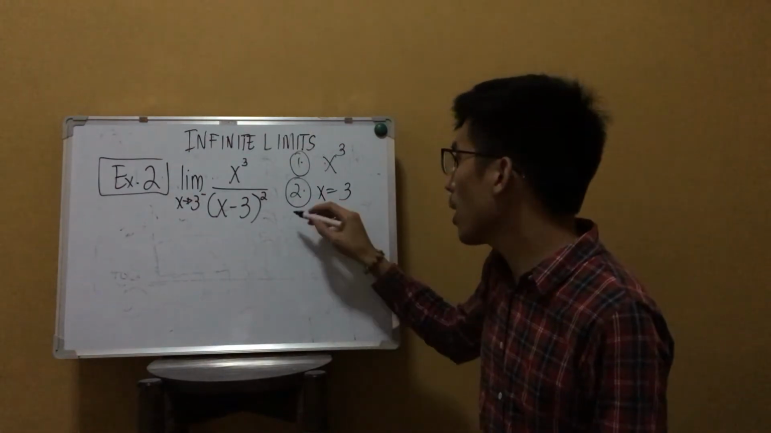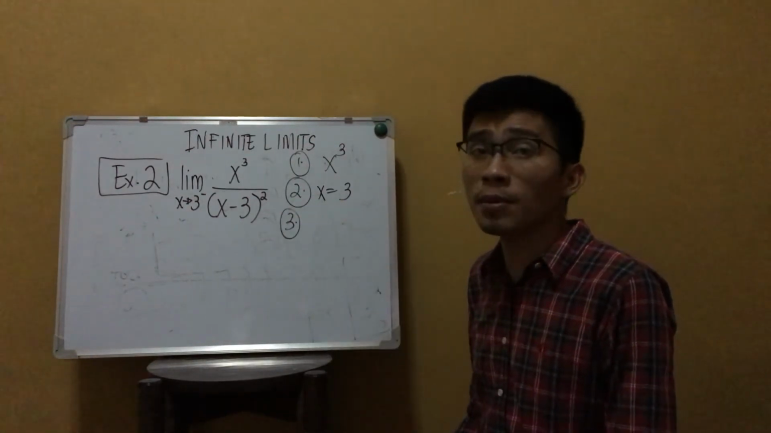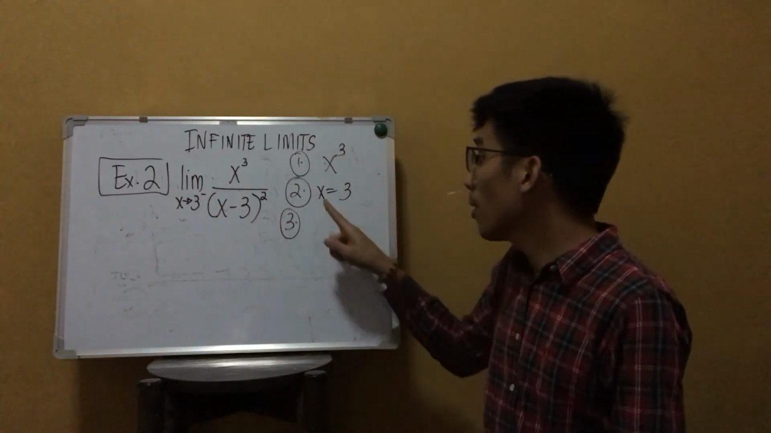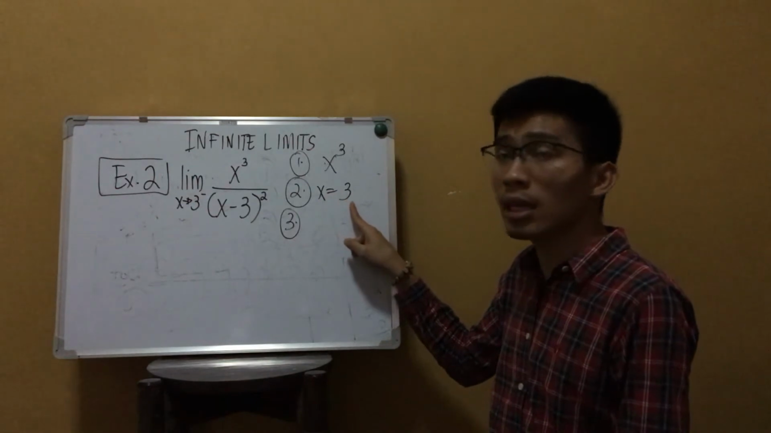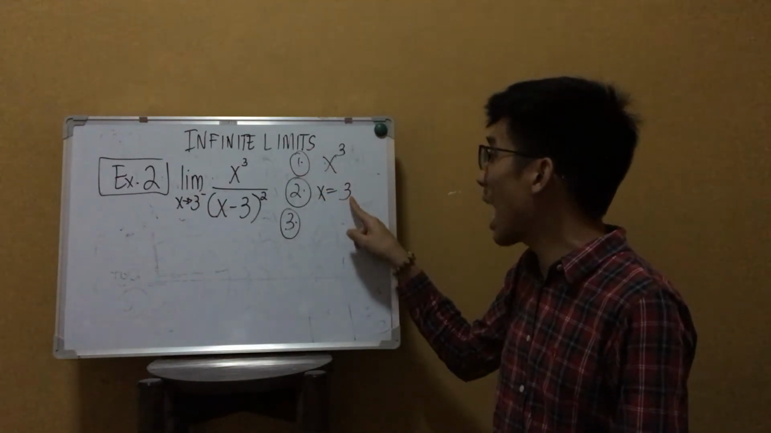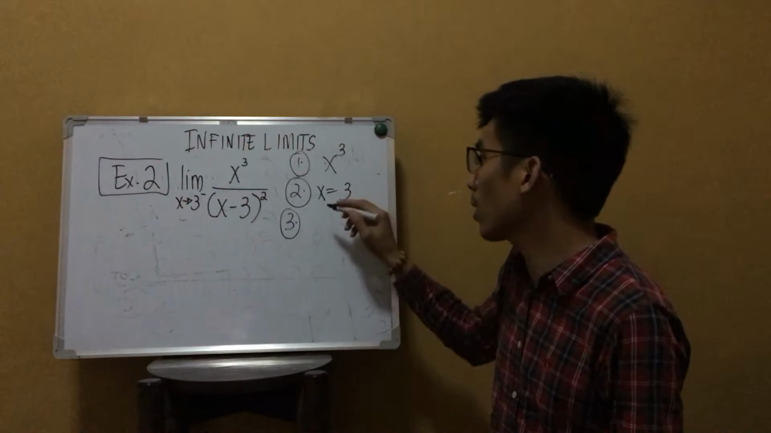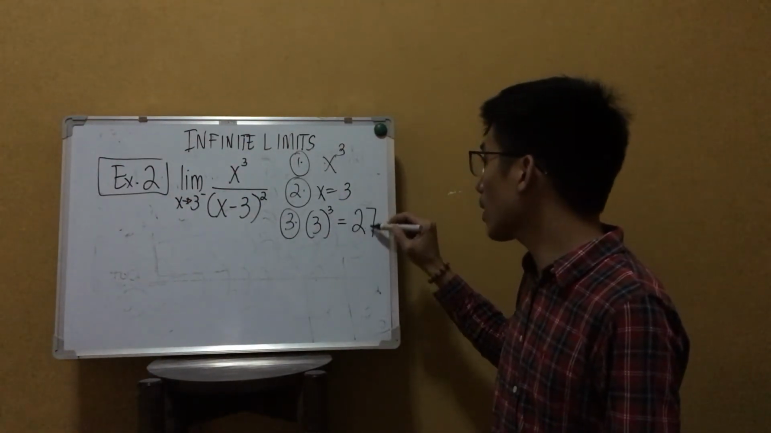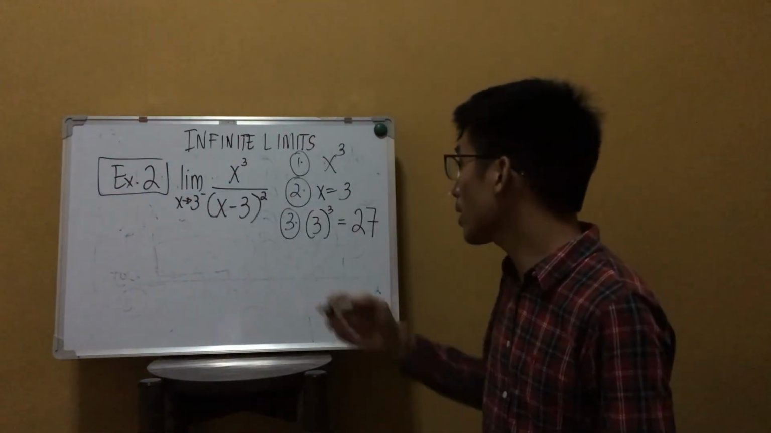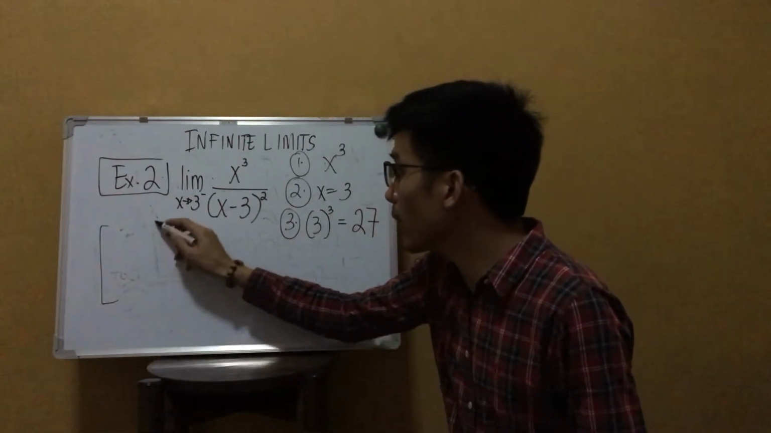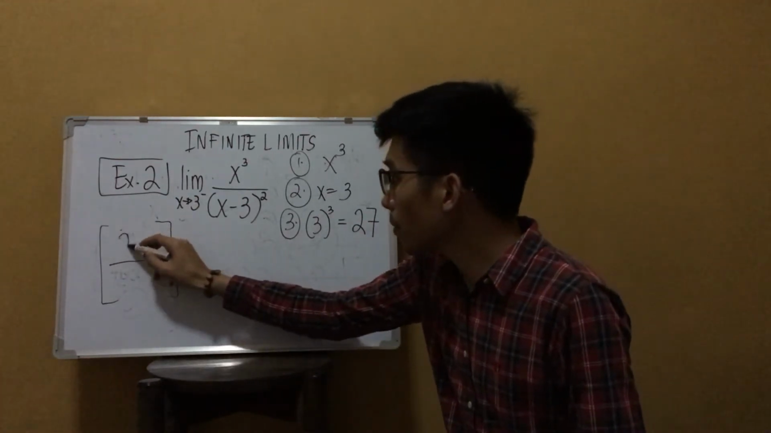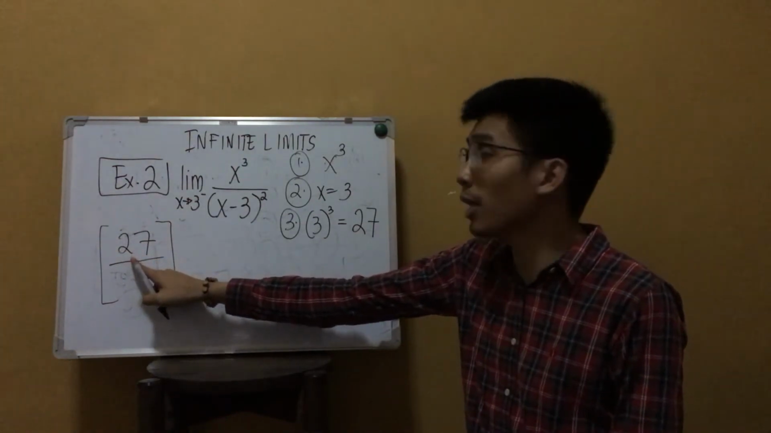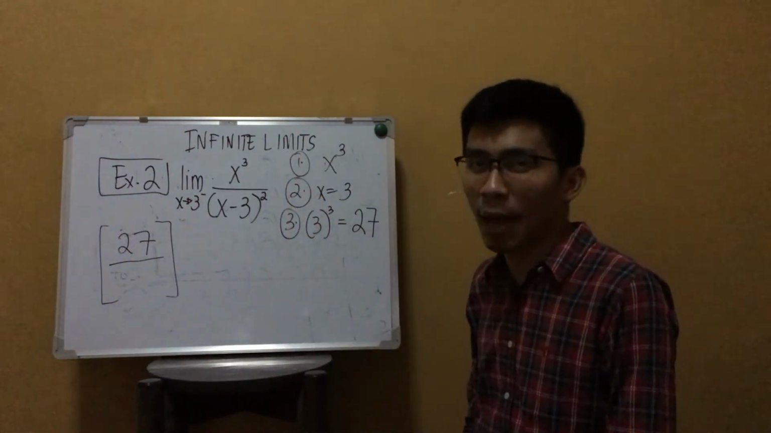So it approaches positive 3. For step number 3, you have to substitute the value of your x in step number 2 into step number 1. For step number 2, my x is equal to 3, and for step number 1, that is x cubed. You substitute it so that it becomes 3 cubed, and 3 cubed is positive 27. So for step number 3, your numerator is positive 27. Again, how did you get your numerator here? By following 3 simple steps.